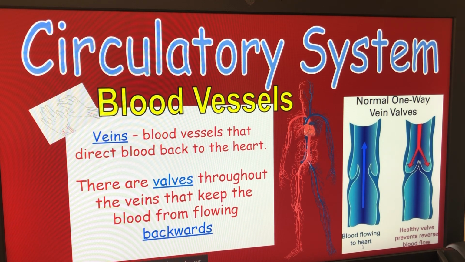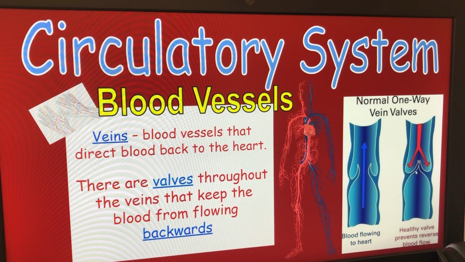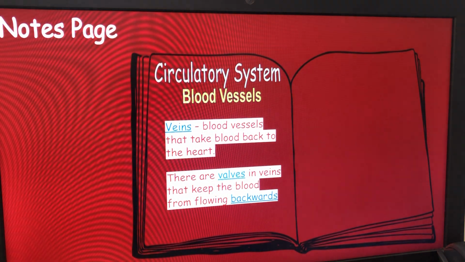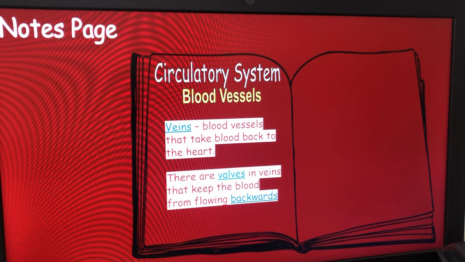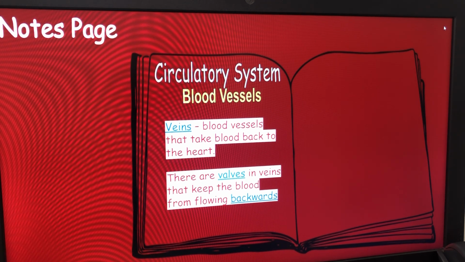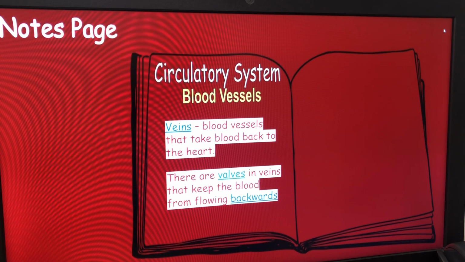And when the pressure pushes the blood through the vein, the valve opens. Afterwards, the valve closes and it helps to stop blood from flowing backwards. To enter your notes, veins are blood vessels that take blood back to the heart. There are valves in veins that keep the blood from flowing backwards.